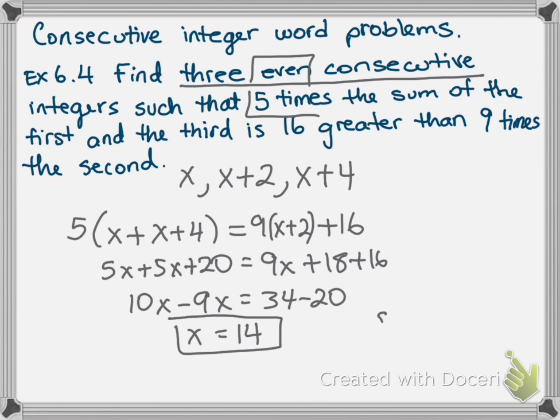Now again, remember that we have to make sure we get an even number. 14 is an even number. And now we're going to write 2 more consecutive even numbers. So the next one would be 16 and the next one would be 18.